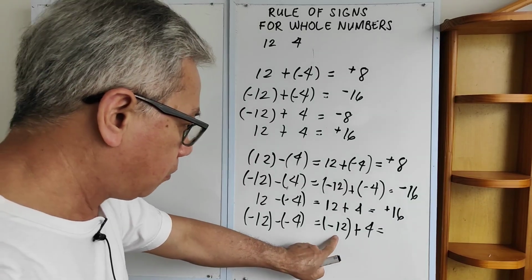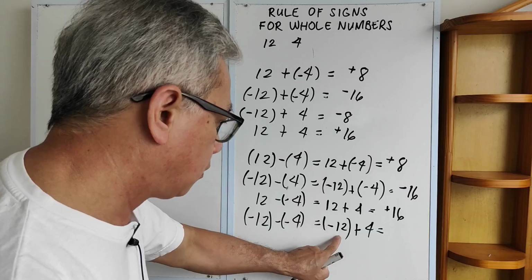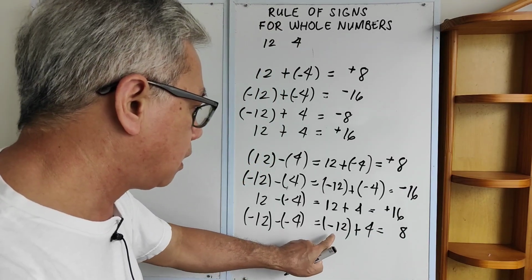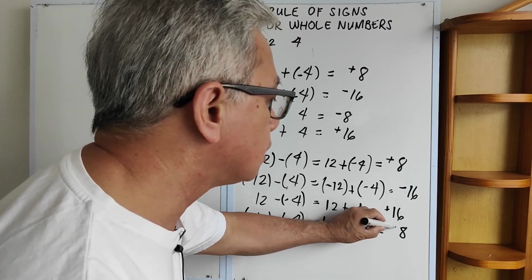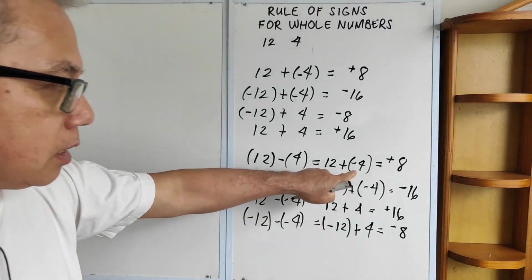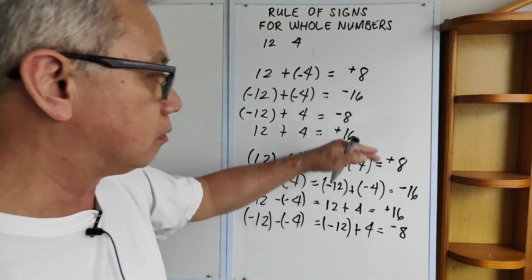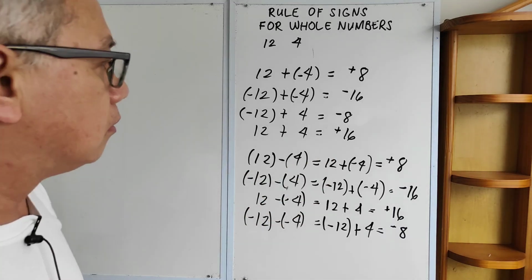In here, negative 12 and positive 4, they have different signs, so we subtract. 12 minus 4 is 8. And then the larger number is 12, which is negative, so this becomes negative. So you can see this is positive 8, negative 16, positive 16, negative 8. So basically we're quite certain that they are all correct.